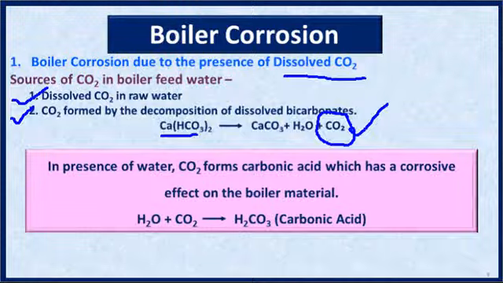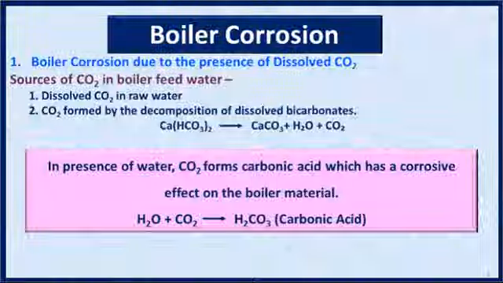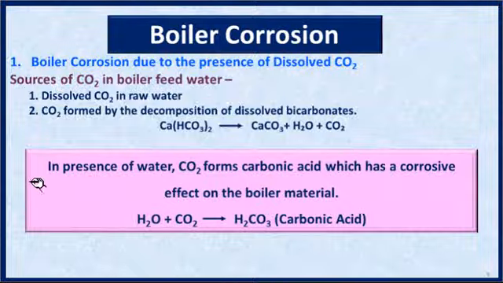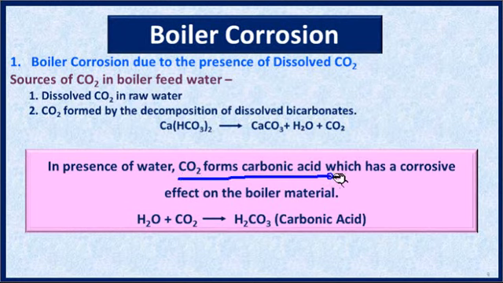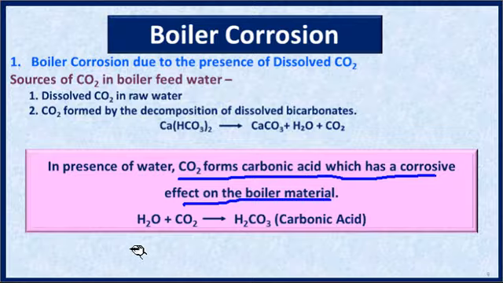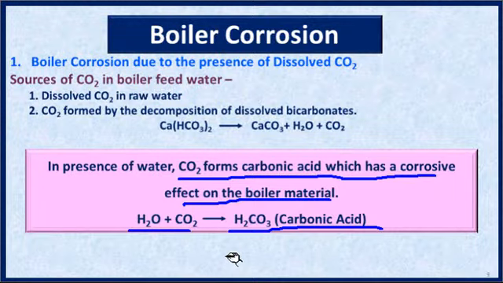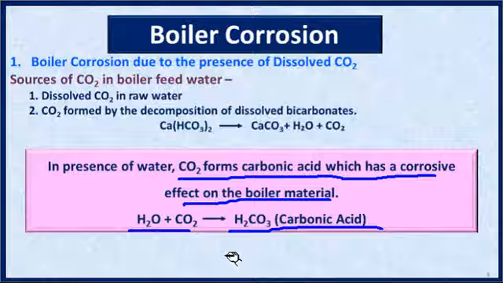So the second question comes to our mind, that how this carbon dioxide creates boiler corrosion. So the answer of this question is that in presence of water, carbon dioxide forms carbonic acid, which has the corrosive effect to the boiler material. At higher temperatures, carbon dioxide reacts with the boiler feed water and forms the carbonic acid, and we know that the acids are highly corrosive for the boiler material. So in this way, the carbon dioxide creates the boiler corrosion.